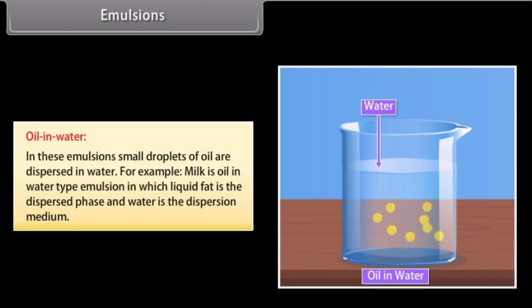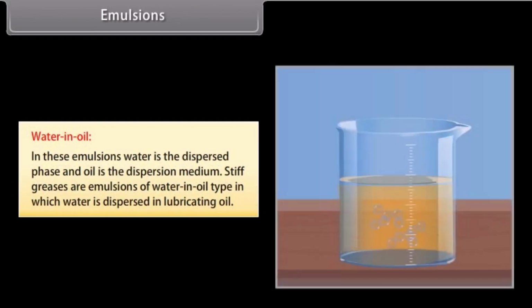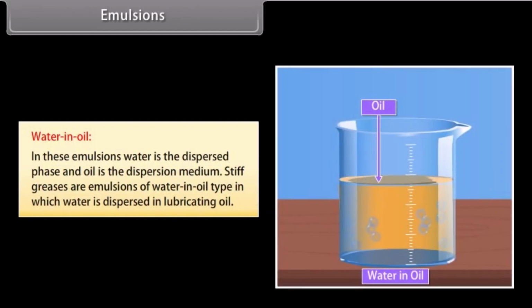For example, milk is oil in water type of emulsion, in which liquid fat is the dispersed phase and water is the dispersion medium. Water in oil. In these emulsions, water is the dispersed phase and oil is the dispersion medium. Stiff greases are emulsions of water in oil type, in which water is dispersed in lubricating oil.